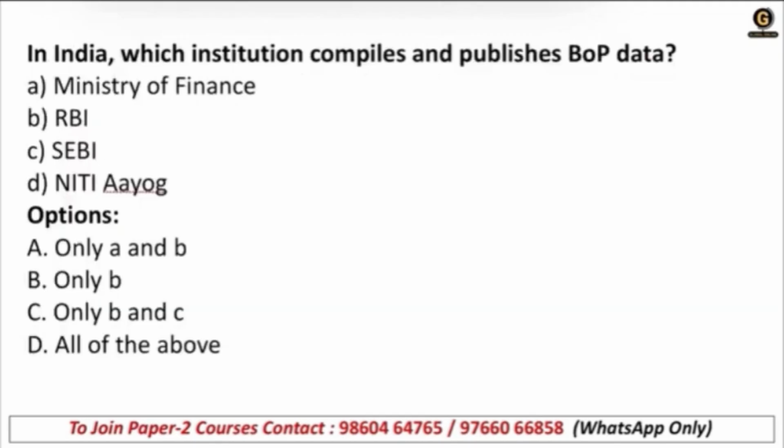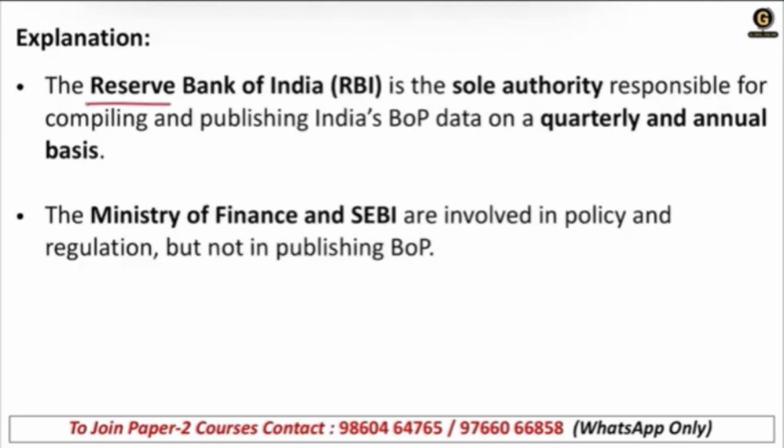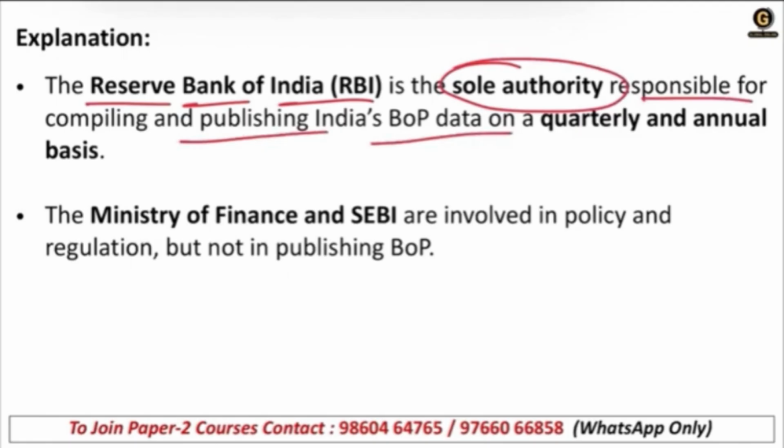In India, which institution compiles and publishes BOP data? Ministry of Finance, RBI, SEBI, NITI Aayog. Right answer is option B, RBI. Okay, RBI is the body responsible for publishing the BOP data. The Reserve Bank of India, RBI, is the sole authority responsible for compiling and publishing India's BOP data on a quarterly and annual basis as well. Ministry of Finance and SEBI are involved in policy and regulations but not in publishing.